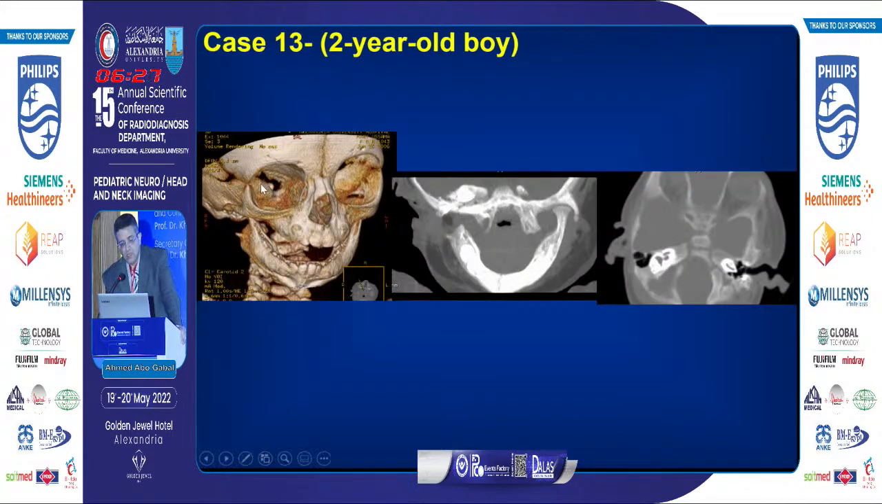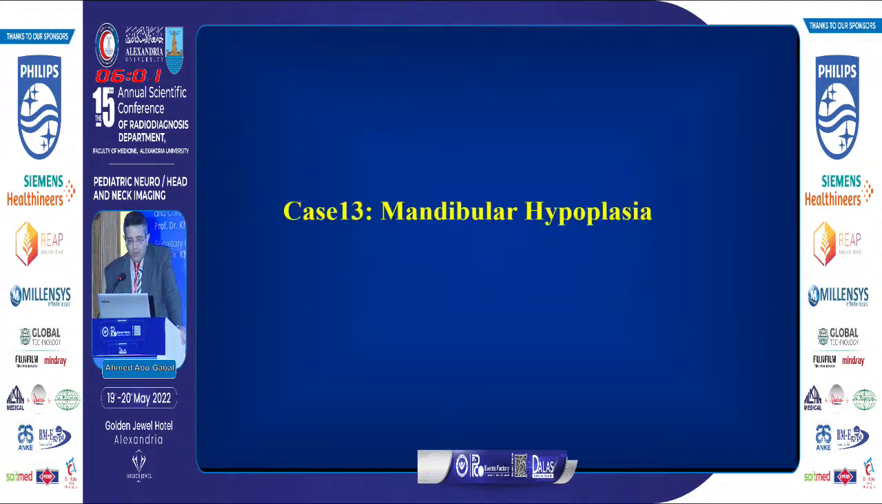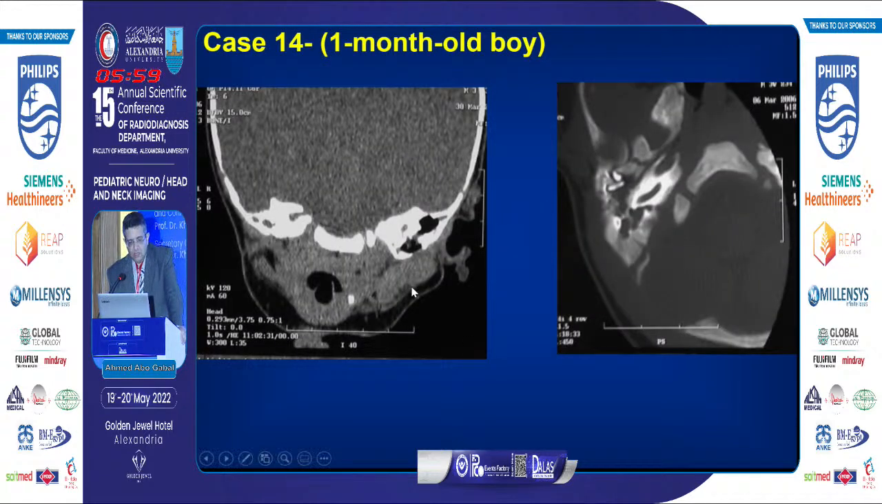Another nice case in which there is hypoplasia of the right side of the mandible and the mandibular ramus. The TMJ is not present, or the mandibular condyle is not well formed. And as we see, there is atresia of the external auditory canal on one side. So always with these types of anomalies of the face and mandible, search for anomalies of the ear. Mandibular hypoplasia.